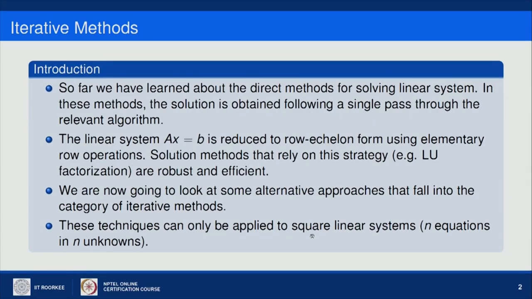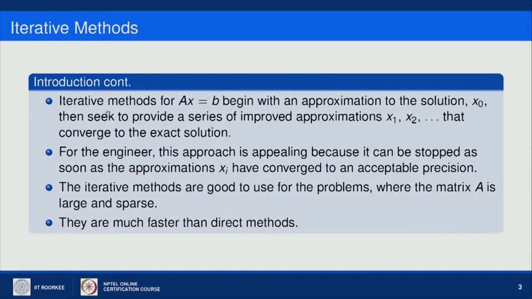Square linear systems means you have n equations together with n unknown variables. Basically, iterative methods for Ax equals b begin with an approximation to the solution, x naught, that we call the initial solution. Then we seek a series of improved approximations x1, x2, etcetera, that converge to the exact solution.